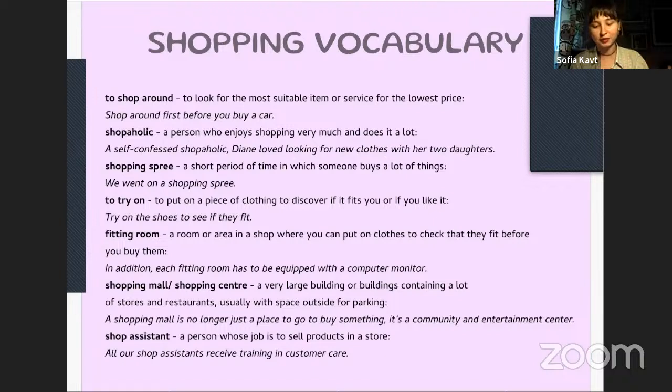So let's take a look at the first phrase that I have thought of. It is to shop around. So to shop around means to look for the most suitable item or service for the lowest price. So instead of buying something on the first impulse, you first shop around and compare the prices. Maybe you can find a similar item at a lower price somewhere. To be a more conscious buyer, yes, you need to shop around to do that.